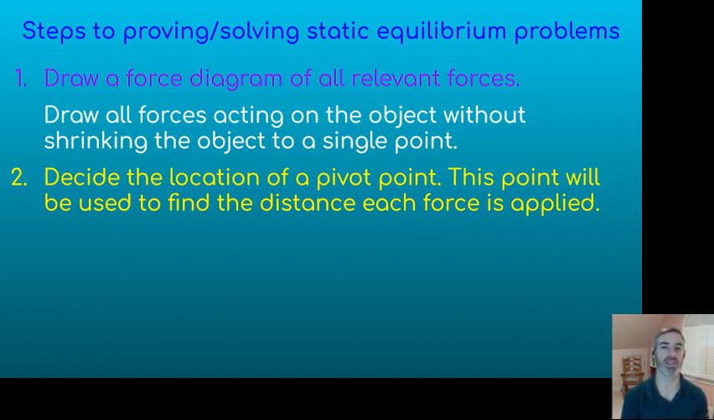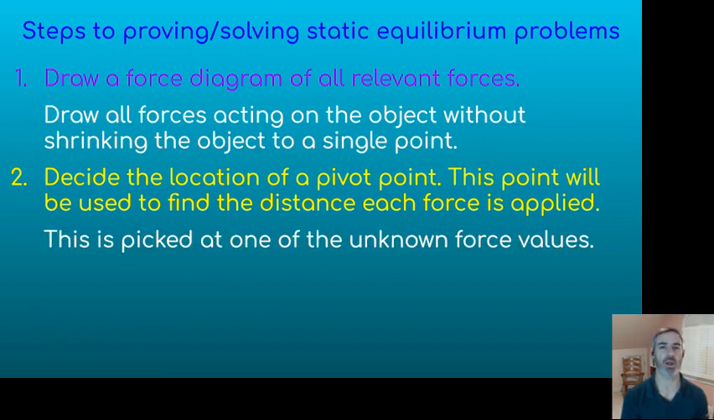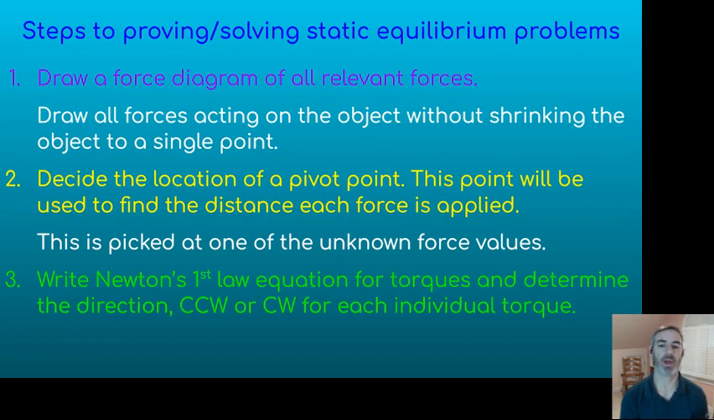If we know an object is in static equilibrium, all torques around that specific pivot point are going to be balanced. So we can pick it anywhere along there. The best location to pick it is usually at one of the unknown forces if we have multiple unknown forces. Step 3 is to write the Newton's first law equation for torques and determine the direction, either clockwise or counterclockwise, for each individual torque. And the equation we're going to use is the sum of torques in the counterclockwise direction equals the sum of torques in the clockwise direction.